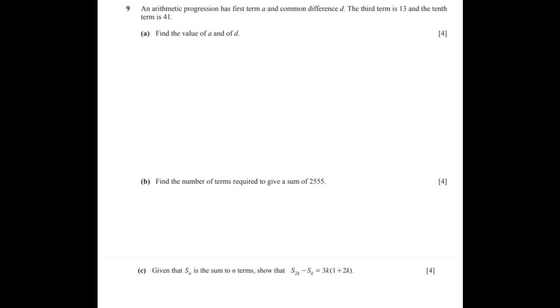Okay, question number 9. We have an arithmetic progression, and we are given the 3rd and the 10th term. Okay, so part A, we need to find the value of A, which is the first term, and the value of D, which is the common difference. Part B, we're given a particular sum, and we need to know how many terms made that up. And then part C, we have an identity that we have to prove algebraically.